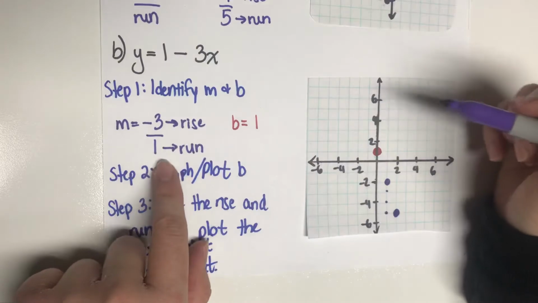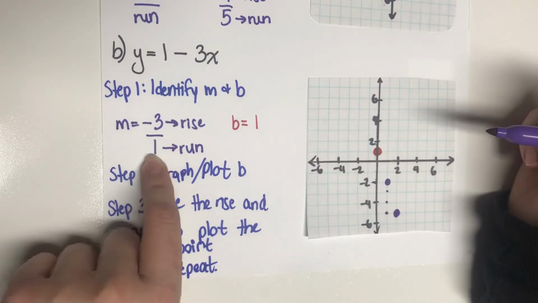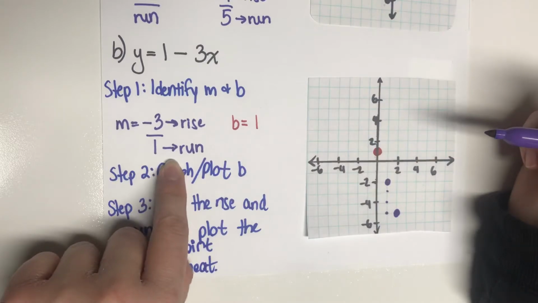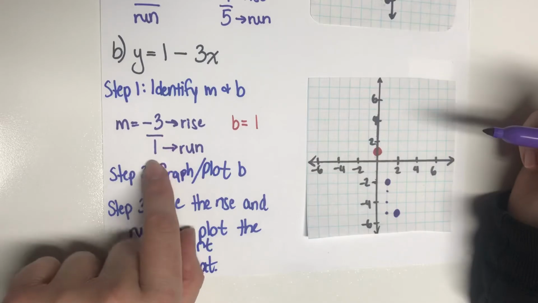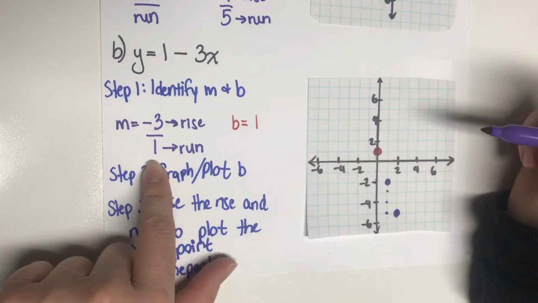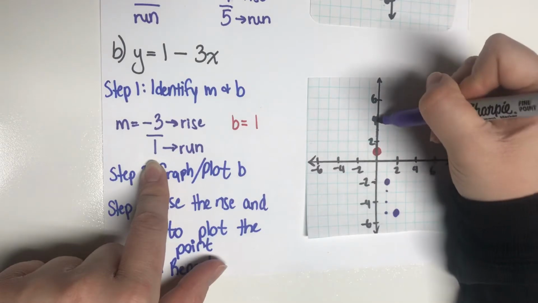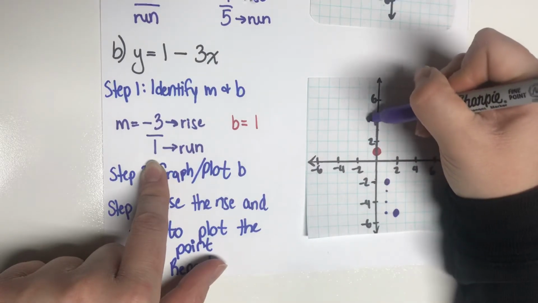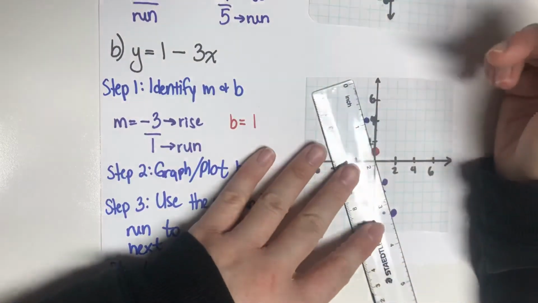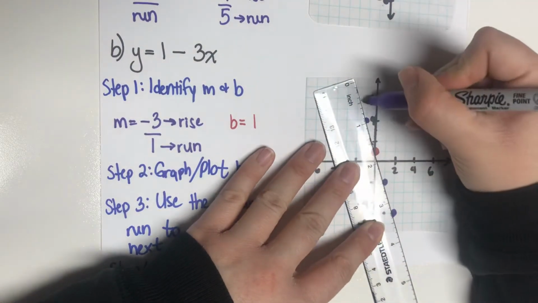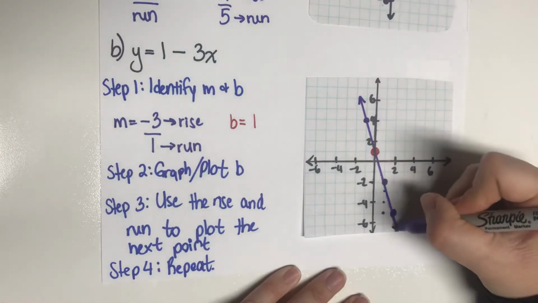Alternatively, as in the other example, instead of going down 3, 1 to the right, I could have gone up 3, 1 to the left. So you could always do the opposite. I could have gone up 3, 1, 2, 3, and then 1 to the left. I could have done that instead. And you can see it's still part of the same line. So I'm going to connect the dots with a ruler and draw arrows on both sides.